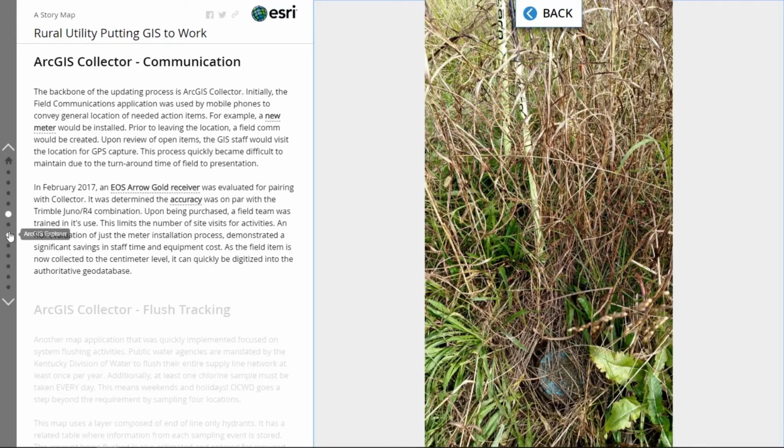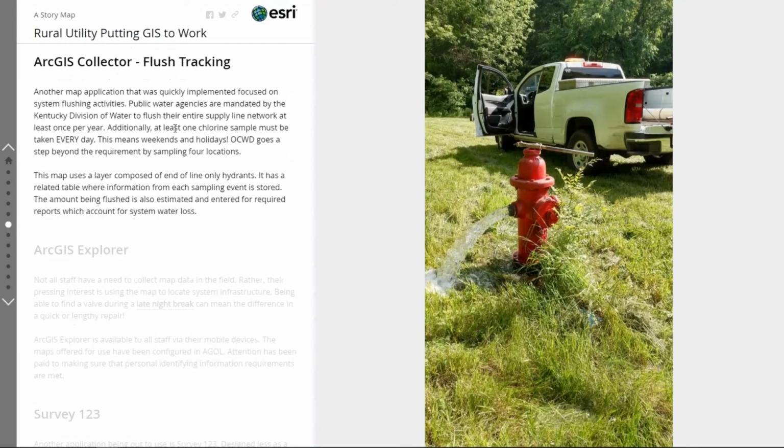So that was a big turning point for us. And our intent is to expand the use of those types of receivers with Collector. This was one of Russ's hot buttons, getting something to track our flushing activities.